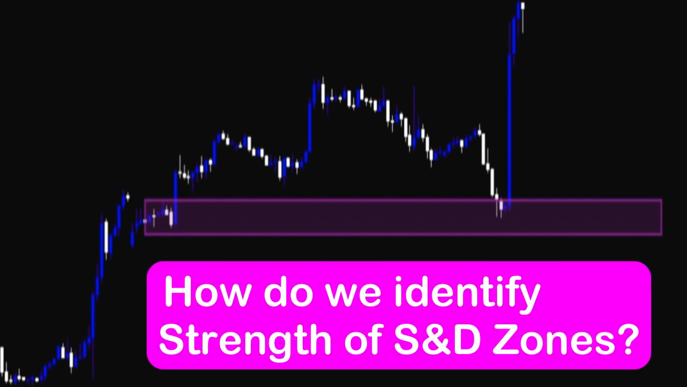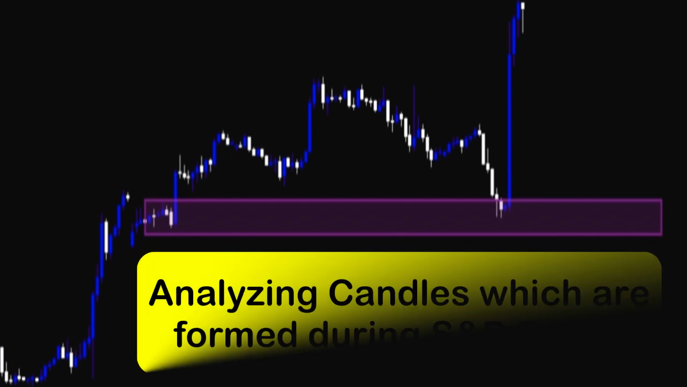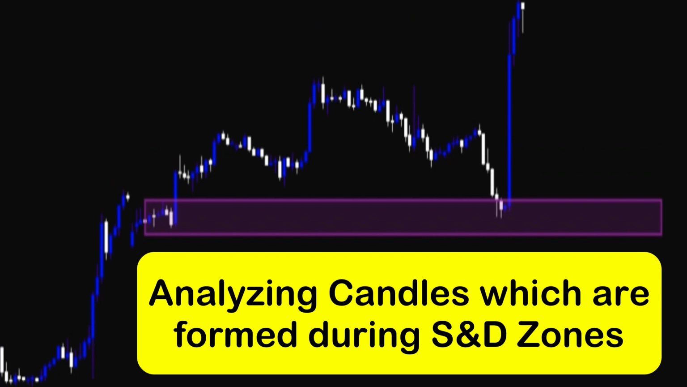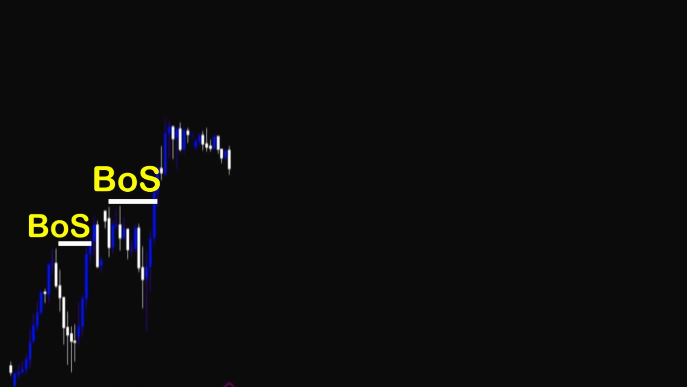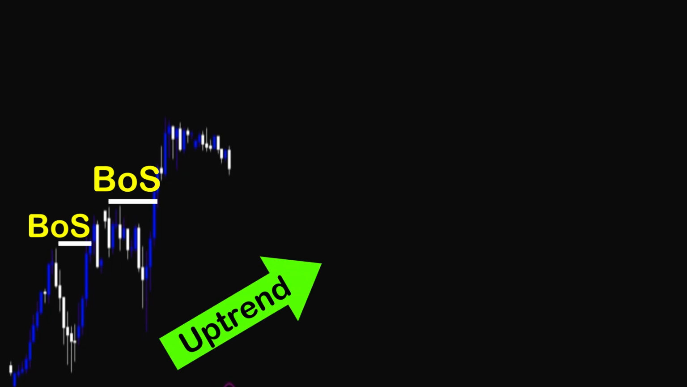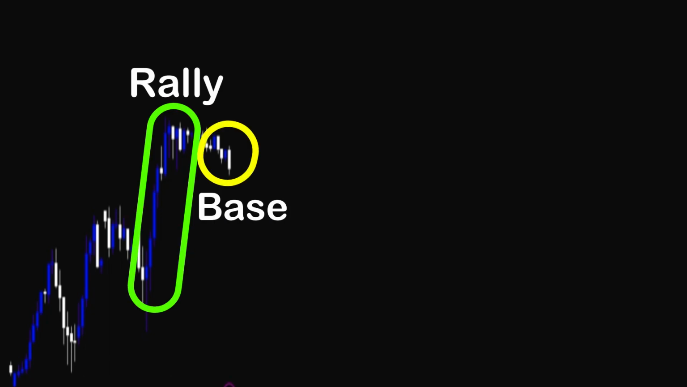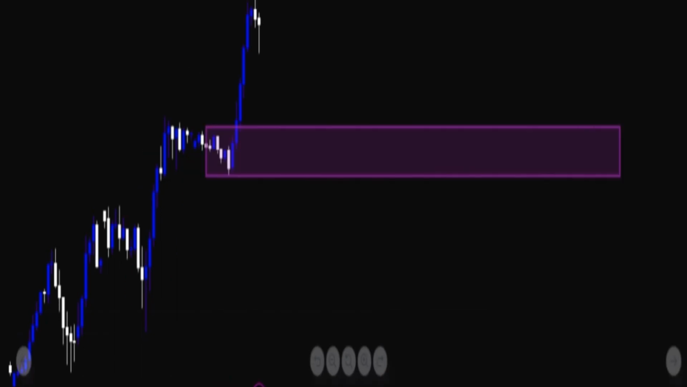So, how do we identify the strength of the supply and demand zones? We can do this by analyzing the candles that are formed at the time of creation of supply and demand zones. Let us learn about this with an example. Here we have the Euro-Pound chart on 1 hour time frame. We can see the market doing a break of structure to the upside, which indicates that the market is in an uptrend. The market made a rally first, and then it created a base. And thus, we would draw the demand zone from the base.